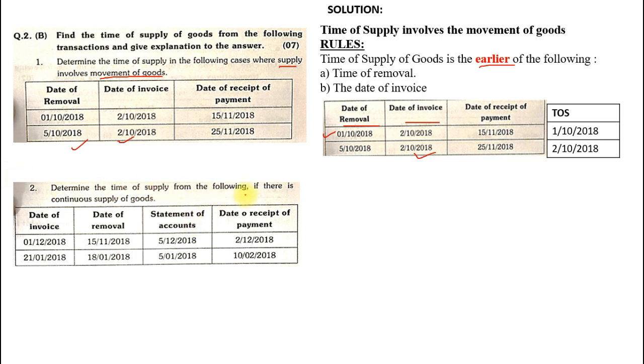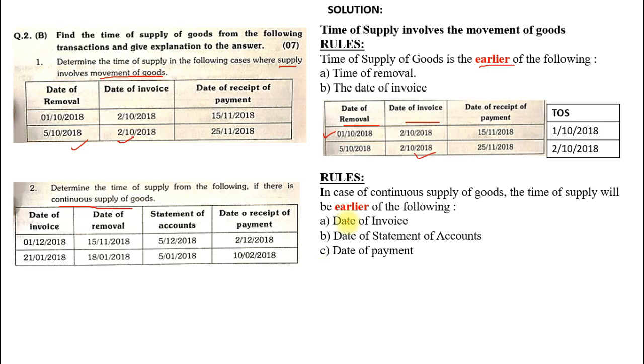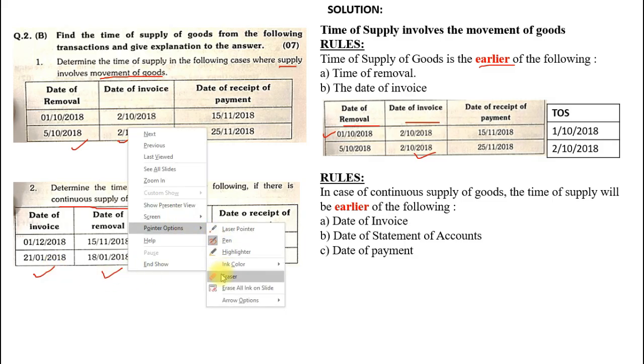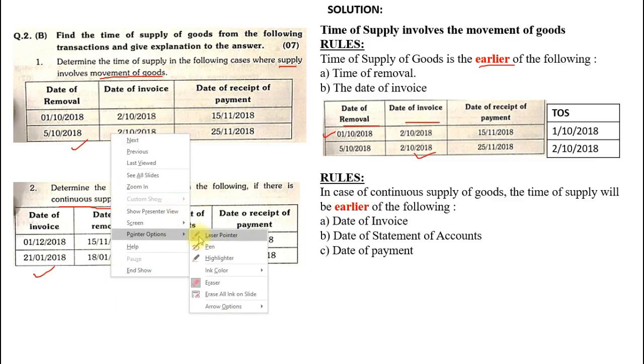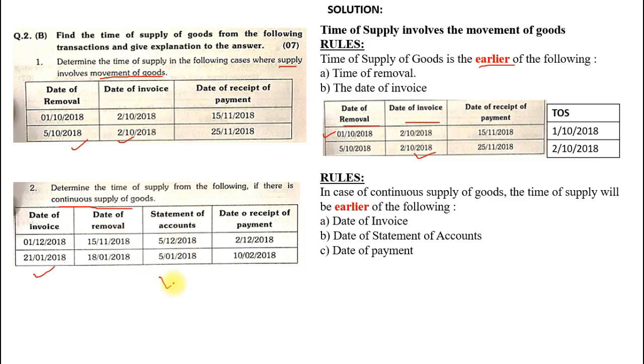Next, determine the time of supply if there is continuous supply of goods. Now, when there is continuous supply, we have different rules. In case of continuous supply of goods, the time of supply will be the earlier of date of invoice, date of account statement, and date of payment. Among these three, whichever is the earliest date, that will become your time of supply.